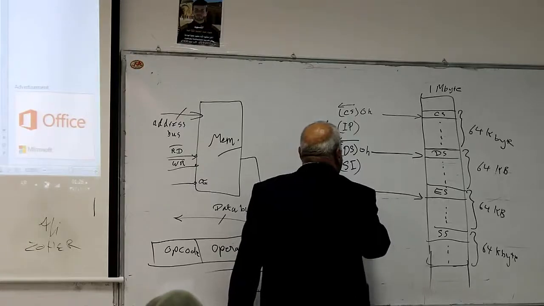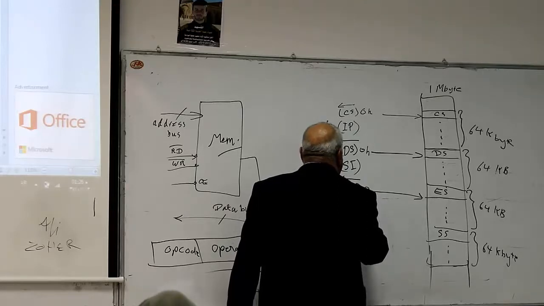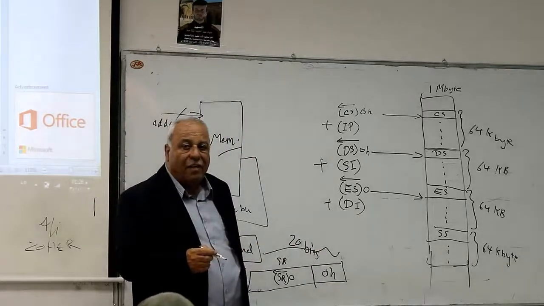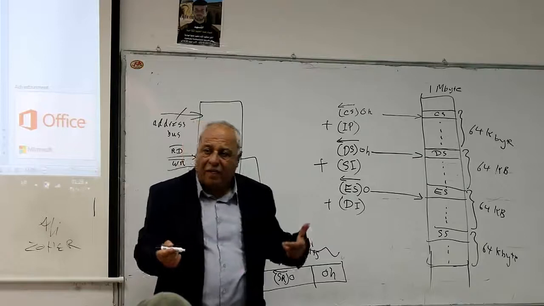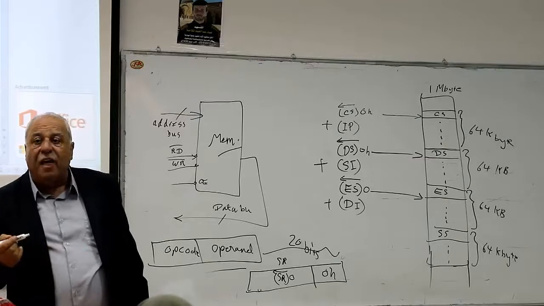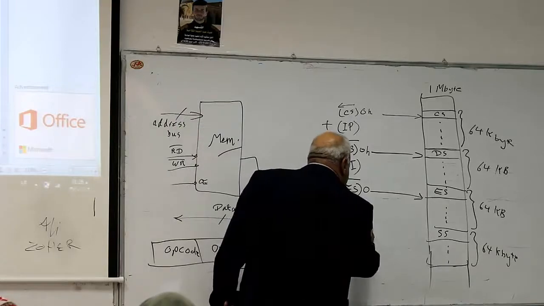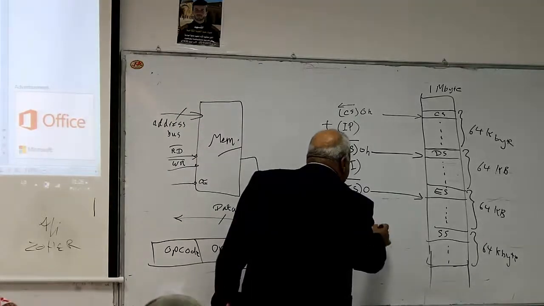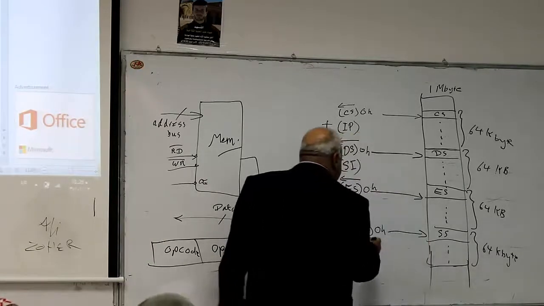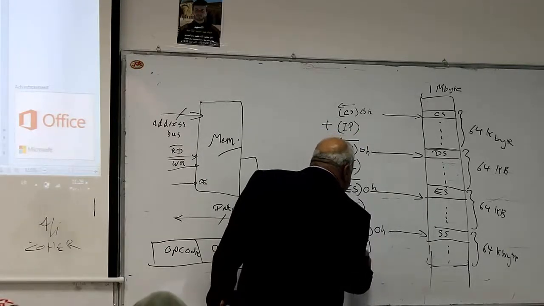The same applies to ES, the extra segment, shifted to the left plus DI, the destination index register. For the extra segment, or the destination segment for data, we use the destination index register. Now the stack segment, shifted left, it points to the stack segment plus the stack pointer or base pointer.